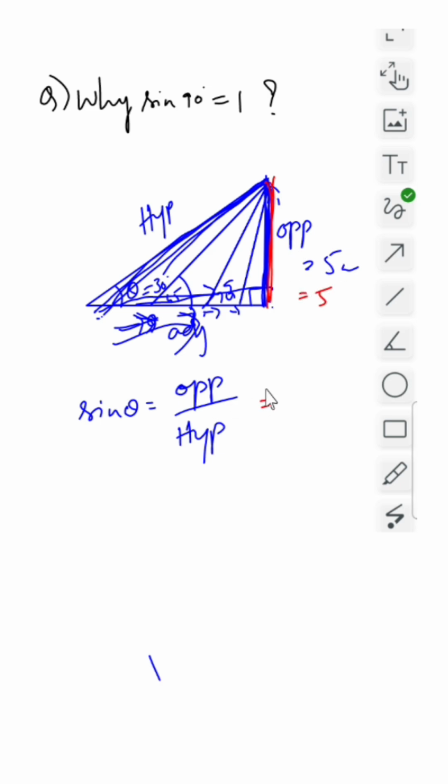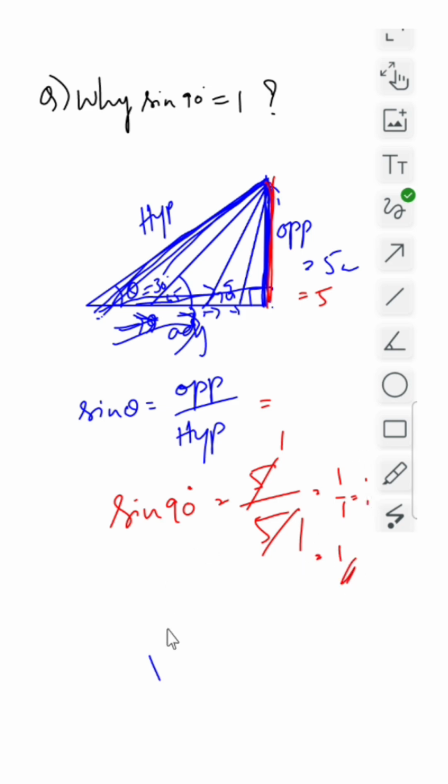So as we know the formula, sine theta is equal to opposite by hypotenuse. Now sine 90 degrees is equal to, when theta turned into 90 degrees, the opposite value is 5 centimeters. In the same way, the hypotenuse also becomes 5. So when you cancel, 5 by 5, totally 1 by 1, which is equal to 1. So this is how sine 90 degrees equals 1.